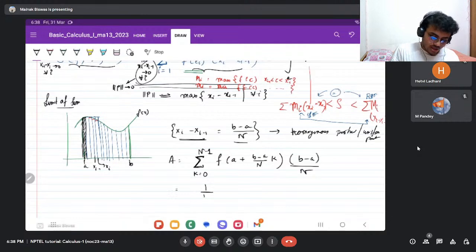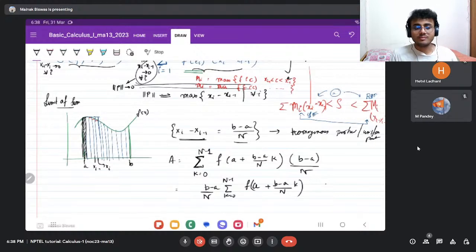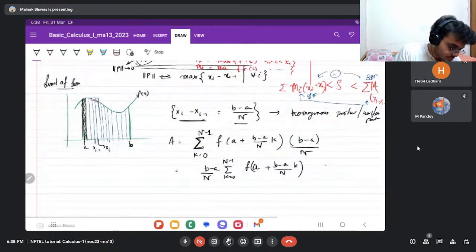Or 1 over n summation of k equal to 0 to n minus 1 f of a plus (b minus a) by n into k into (b minus a). Or you can just take (b minus a) out. Right? This is what I meant. So what am I doing?